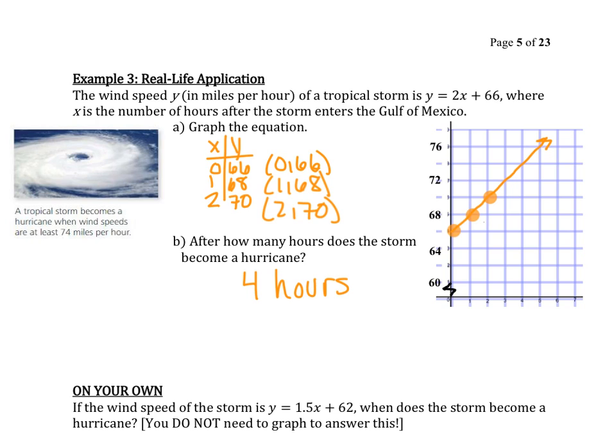I could also refer back to my table of values, because if I were to keep plugging in values for x, if I plug in 3 for x, I would end up at 72, but that storm hasn't become a hurricane yet. Go to 4, and then I would end up at 74 miles per hour. So whether you use the equation or the graph, you should get the answer of after 4 hours. Okay, so what if we change this up a little bit?